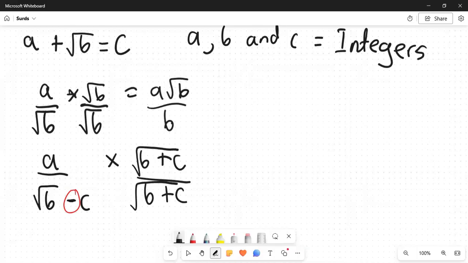Next video, we're going to start our application of surds. So we're going to be doing multiple addition, subtraction, and multiplication of surds. So in that case, good luck.